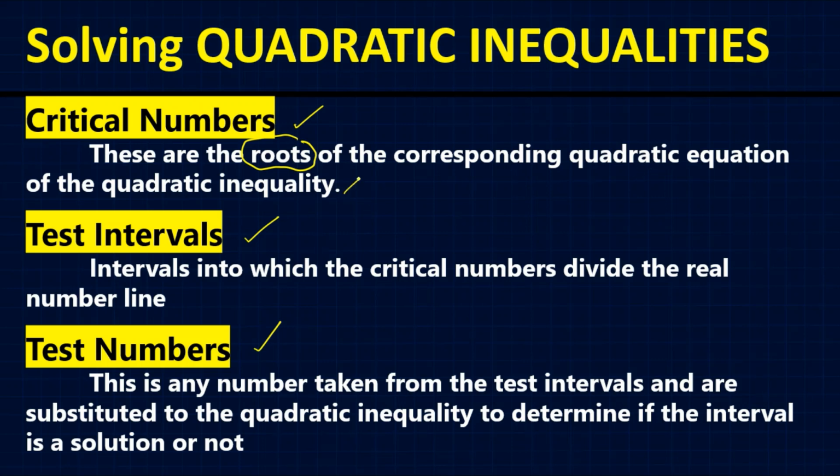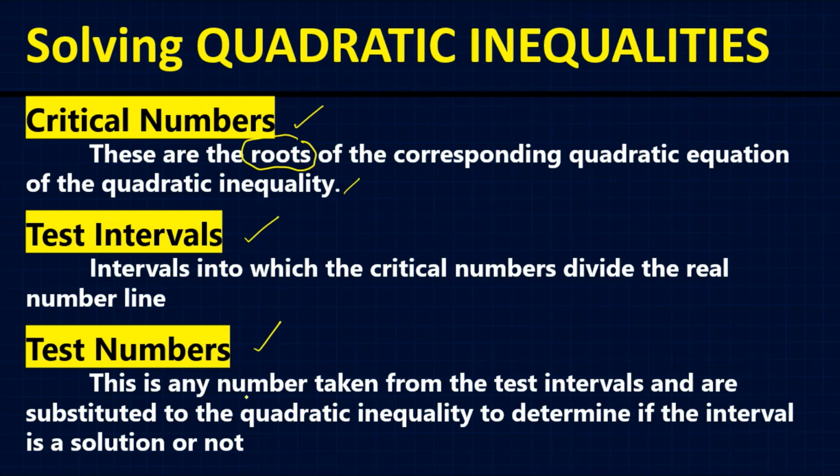We are going to transform the given into an equation such that after this, we are going to solve for the roots using any method depending on the given. It can be completing the square, the quadratic formula, or factoring if it is factorable. And then we have the test intervals. These are the intervals into which the critical numbers divide the real number line. So we are going to divide the real number line by the critical numbers.